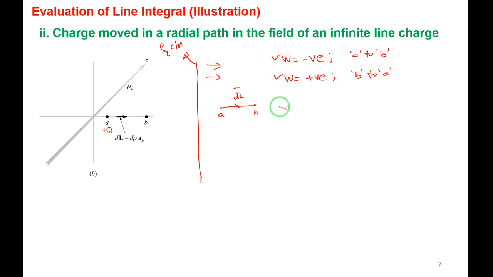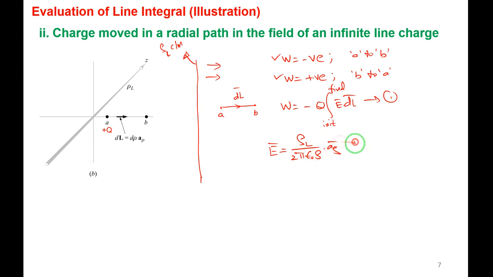We will see it. We know the line integral: W is equal to minus Q integration of E dot dl. Call this equation 1. But instead of B to A, I will write initial position and final position, so I don't confuse you. Initial to final. Right? Okay, I will make use of this. First, what is E? What is dl? We'll see. E due to an infinite line charge, we know what E is. E due to an infinite line charge is rho L by 2 pi epsilon naught rho into a_rho. This is fine. Then what about this dl? We will see what this dl is.